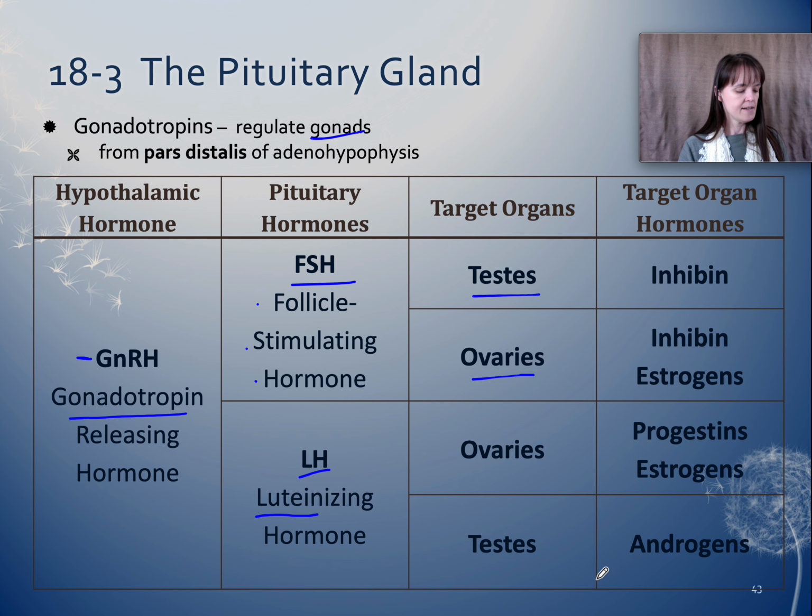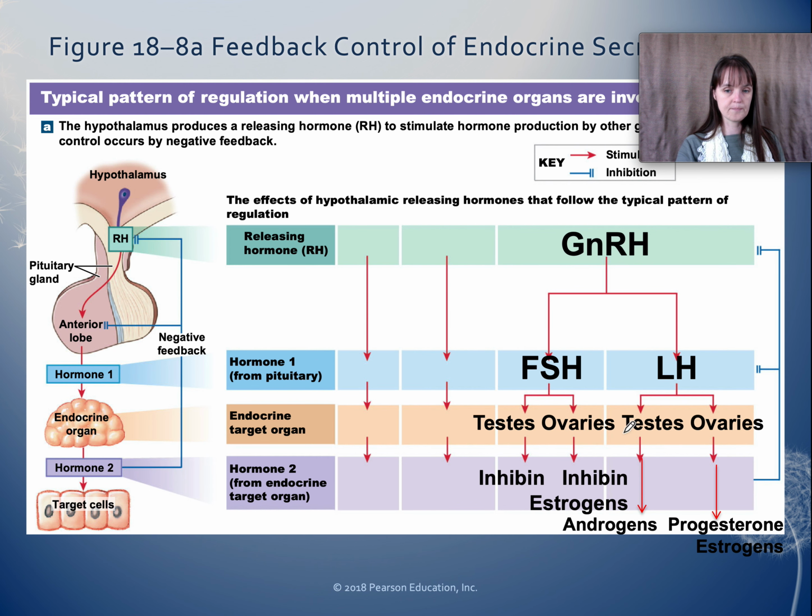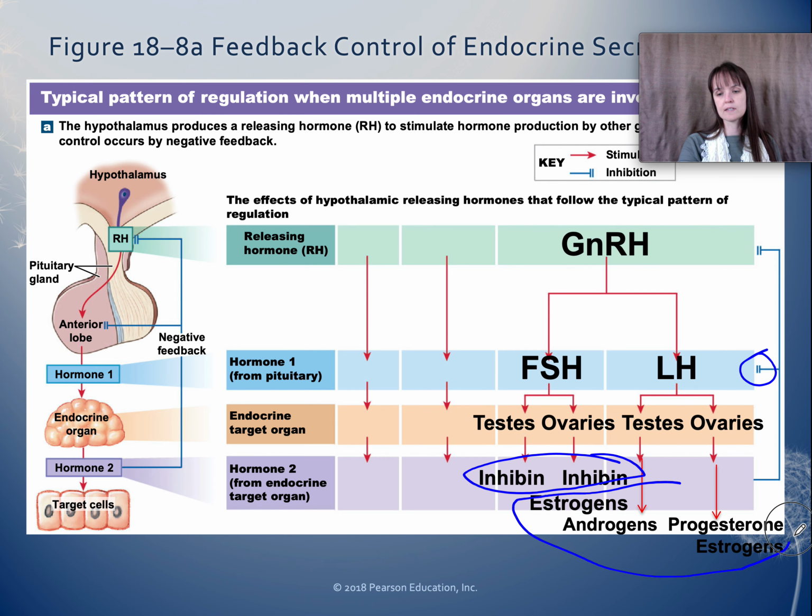Okay. FSH secretion is inhibited by inhibin. So here's this one, inhibin, which is made by both sets of gonads, ovaries and testes. And GnRH secretion is inhibited by the sex hormones, estrogens, androgens, progestins.